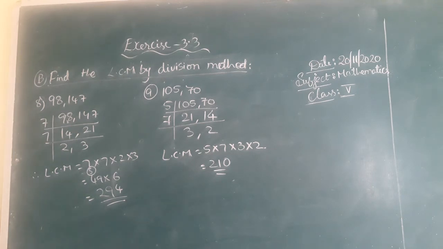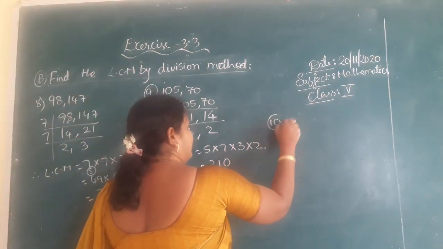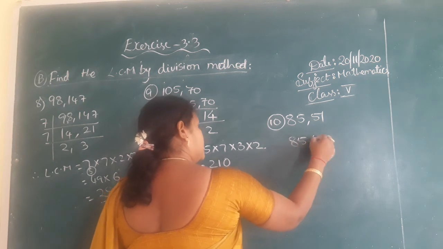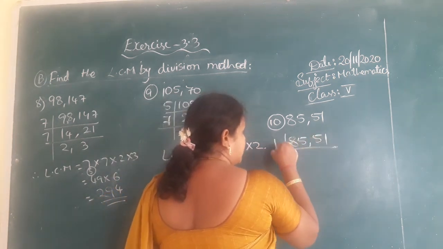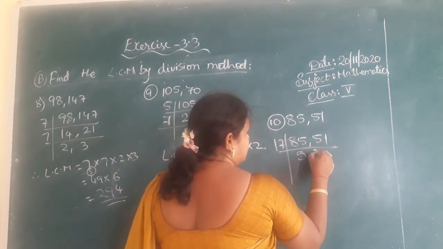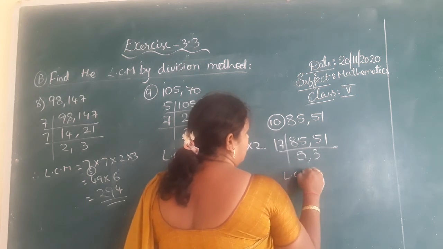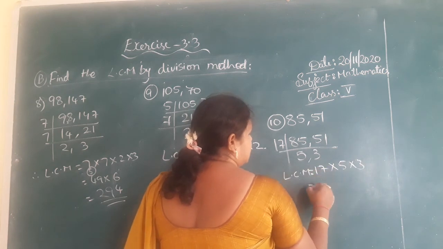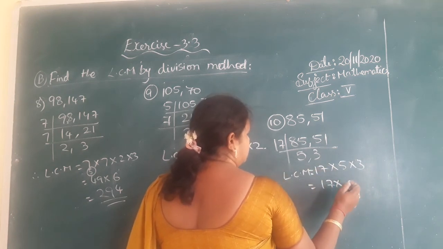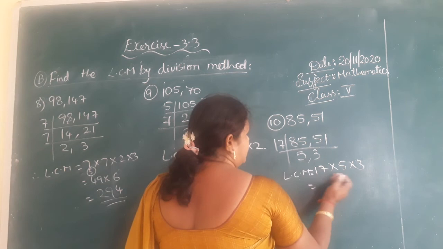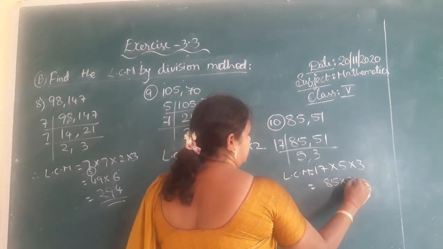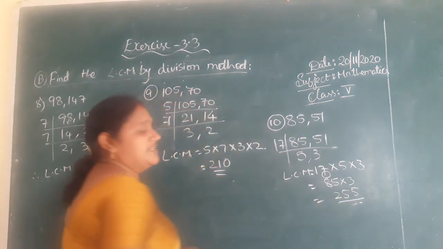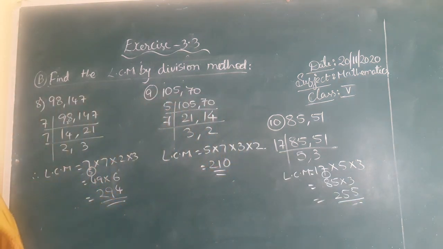85, 51. These two you can see in the 17 table, 17 5s and 17 3s. LCM equals 17 into 5 into 3. 17 5s, 85, into 3. 3 5s 15, 3 8s 24 plus 1, 25. 255 is the LCM. See the next one, children.